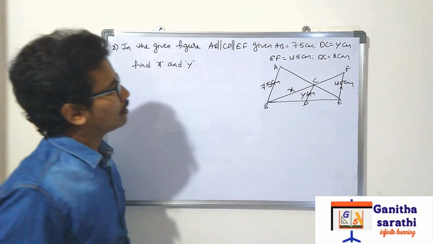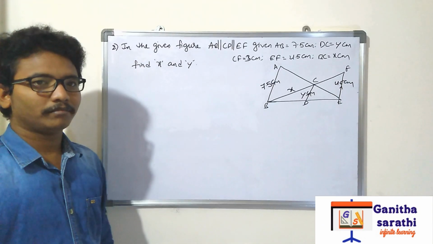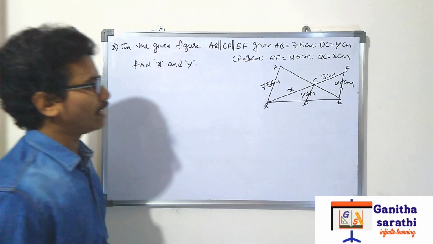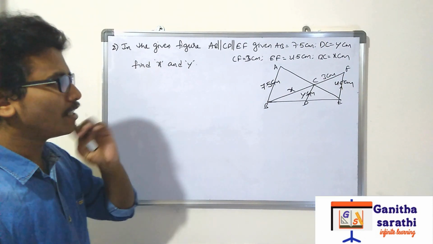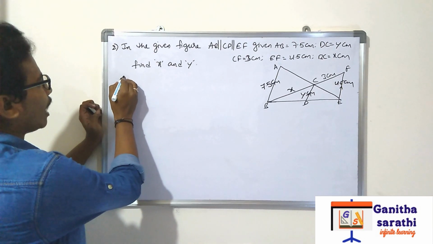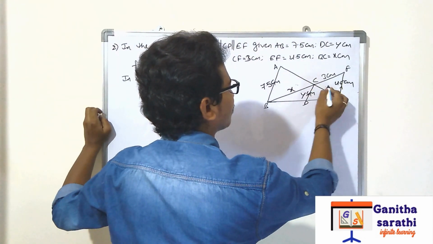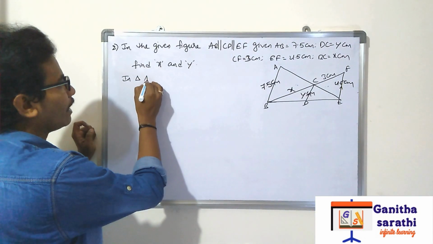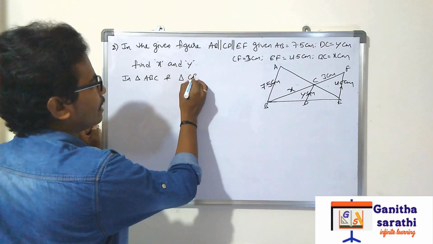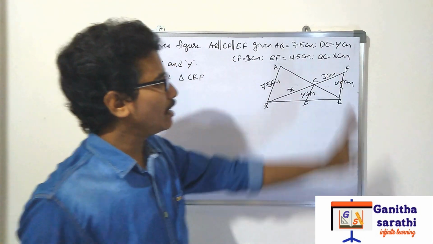Now, see here. CF is equal to 3 centimeters. Now we have to find the values of X and Y. For finding the values from the figure, I am taking two triangles. What are the two triangles? Triangle ABC and triangle CEF. Triangle ABC and triangle CEF.